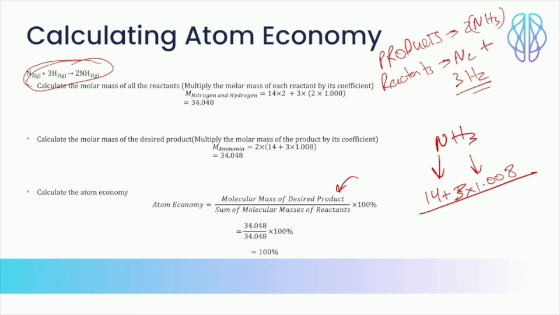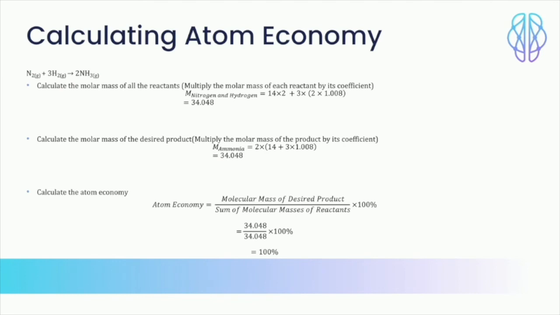However, you have 2 of those ammonias that you produce, right? So you have 2 of these ammonias. So you need to multiply all of this by 2. And once you do that, you should get 34.048. So your numerator is going to be 34.048.